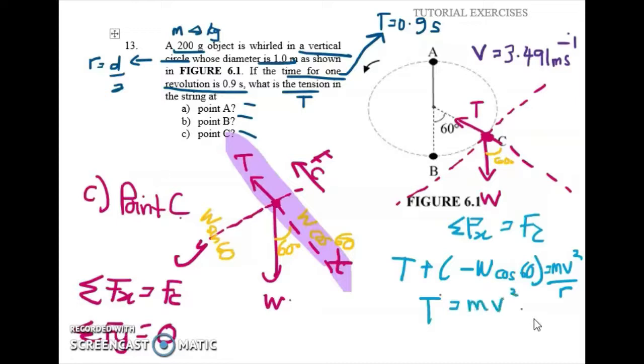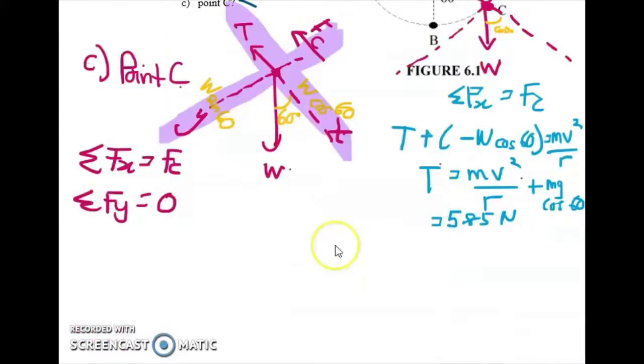Mv squared over r plus mg cos 60, and you will get the answer of 5.85 Newton. So that's the value for tension at point C. Saya rasa yang point C ni yang kebanyakan masalah sebab dekat angle tadi tu. So I hope you understand question 13 here. Thank you.